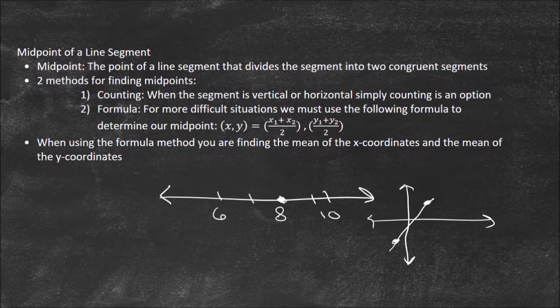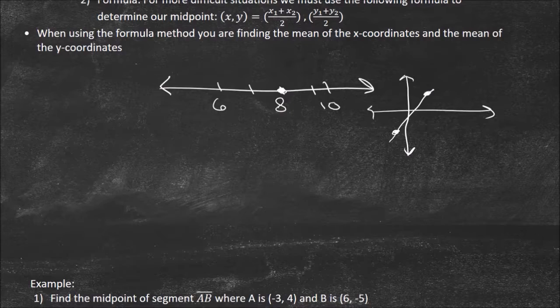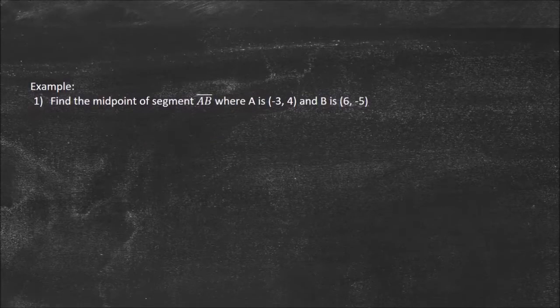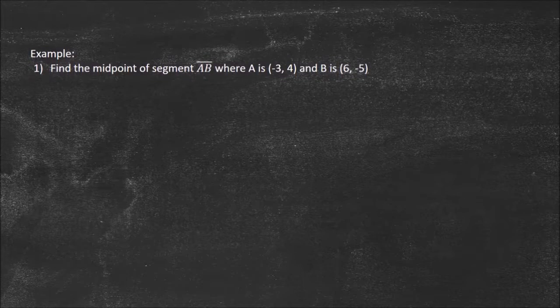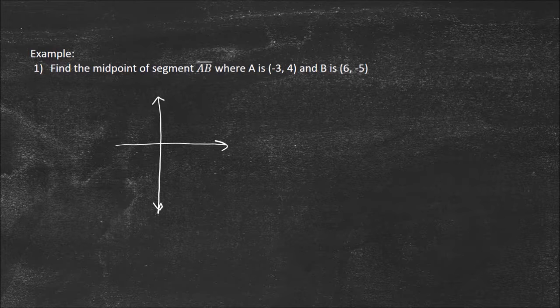So now let's take a look at how we would actually do this in practice. Find the midpoint of segment AB, where A is (-3, 4) and B is (6, -5). What I like to do is sketch it, or at least picture the coordinates that would be connecting this, just so I can see where the midpoint should be. So you can always check if your answer makes sense.